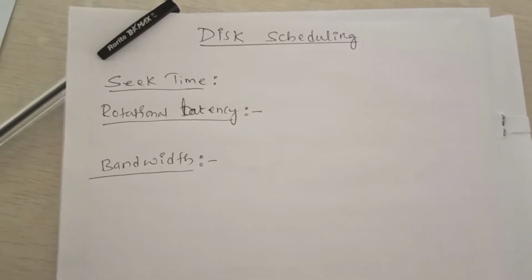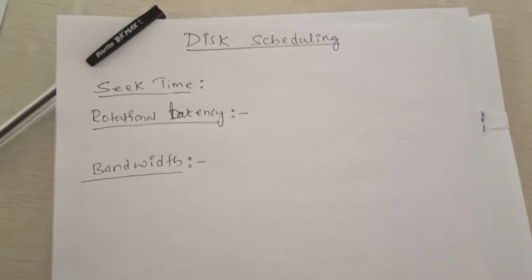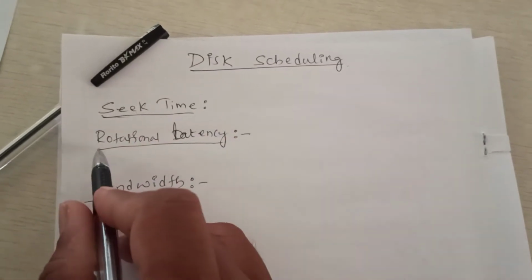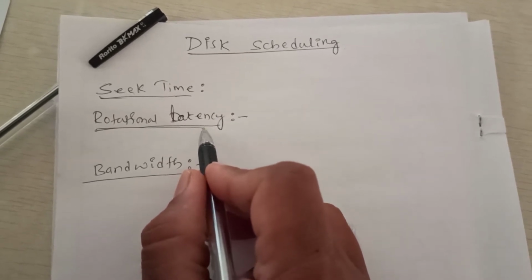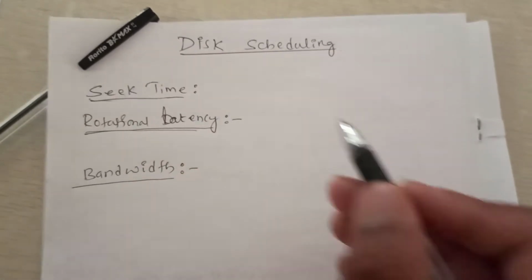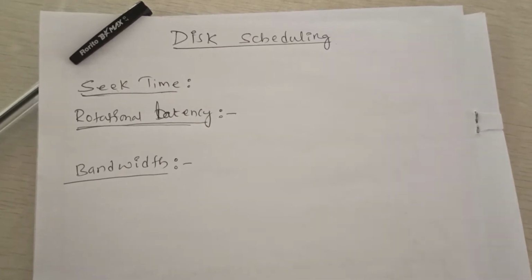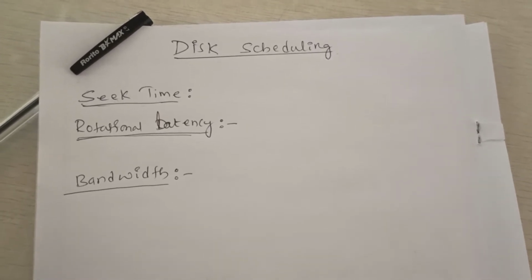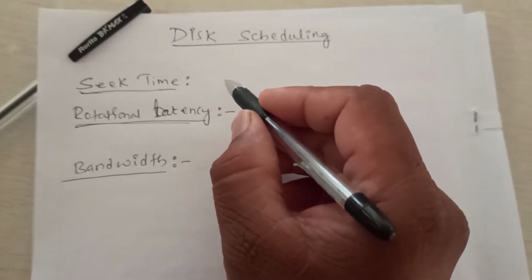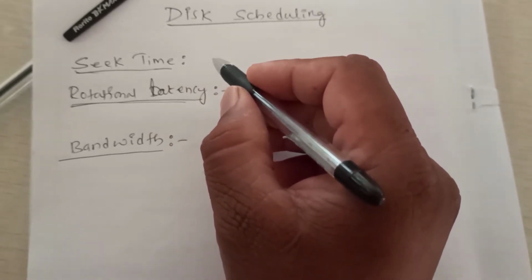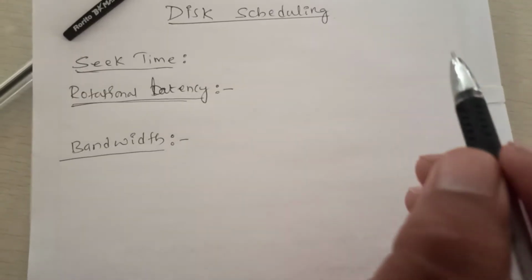Here we are going to consider two major components of access time. One is seek time and another one is rotational delay. When you want to access any data from the disk, we consider these two things. What is the seek time? It is the time for the disk arm to move the heads to the cylinder containing the desired sector. To get any information, we have to move to the specified sector, so we need to move the heads to the cylinder containing the desired sector. That is called seek time.